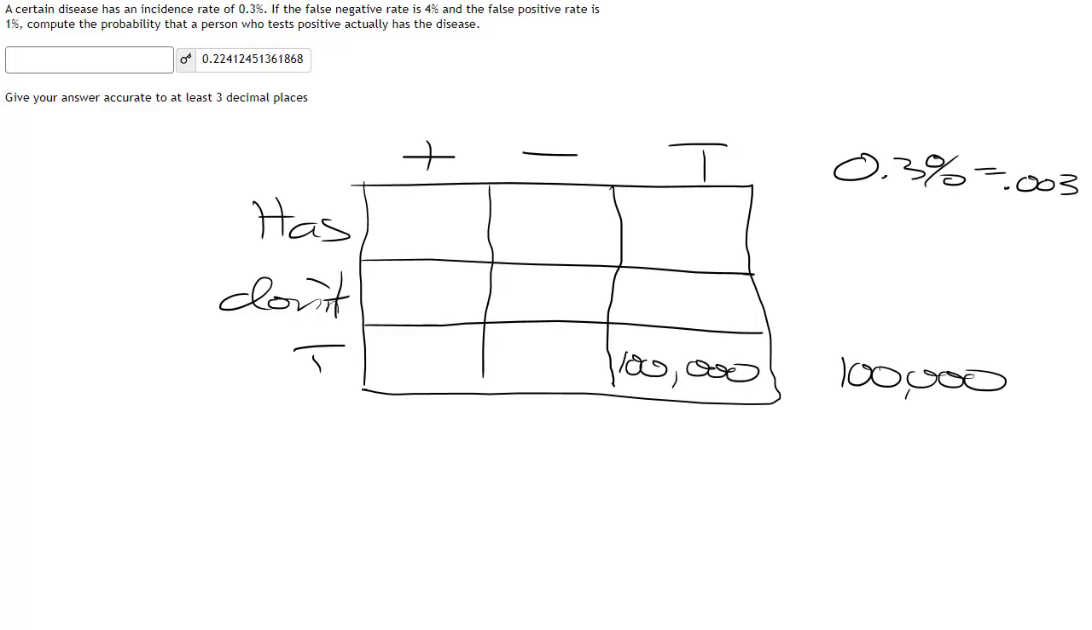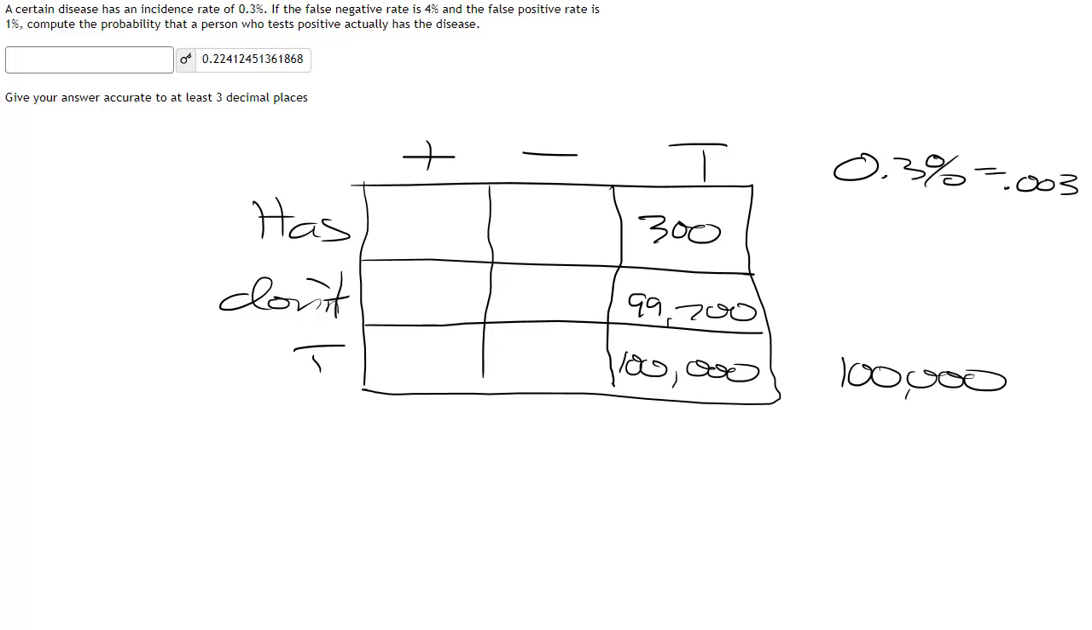Okay, so 100,000, that's our total. Those are the number of people coming into our clinic. We know that less than 1%, in fact 0.3%, have the virus. So we know that 300 have the virus. Then we subtract that, so that means 99,700 don't have the virus.